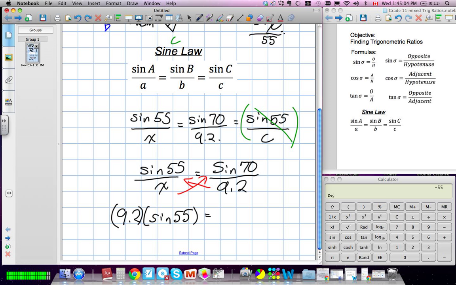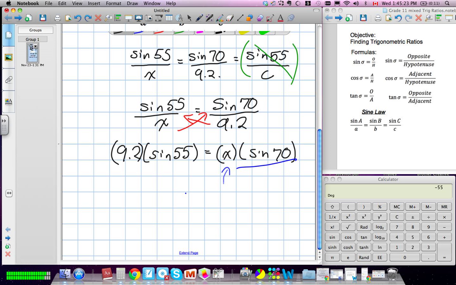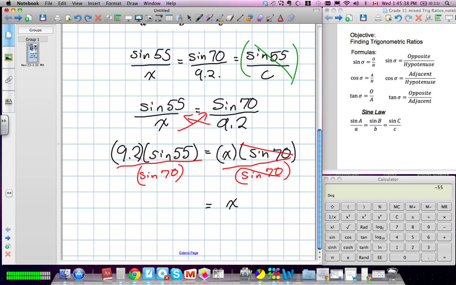Now before I do anything else, I'm trying to isolate this x on this side. So how can I get rid of this sine 70 on the right? I'll divide both sides by sine 70. When I divide the right side by sine 70, these two cancel out. Our final step before we actually evaluate everything is we have x. So side x is equal to 9.2 times sine 55 divided by sine 70.